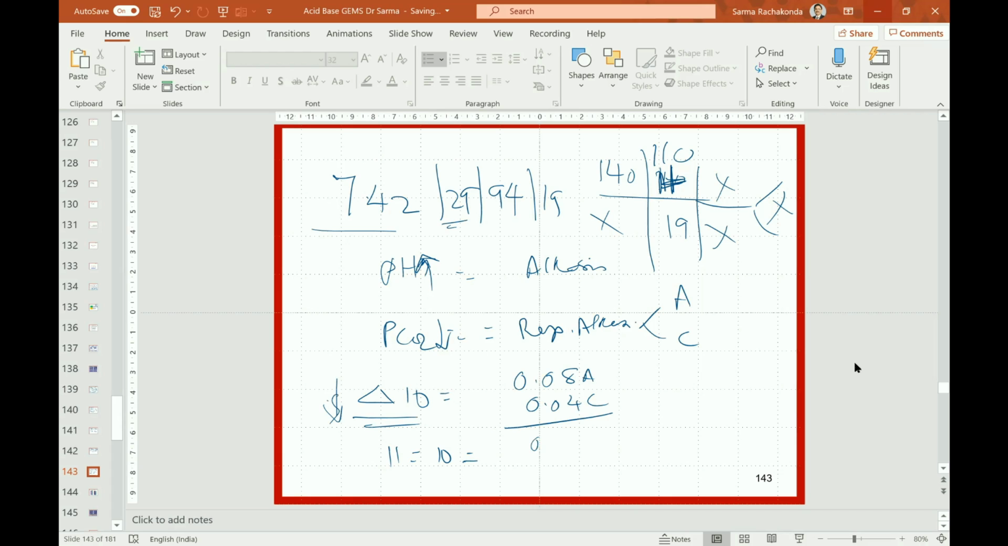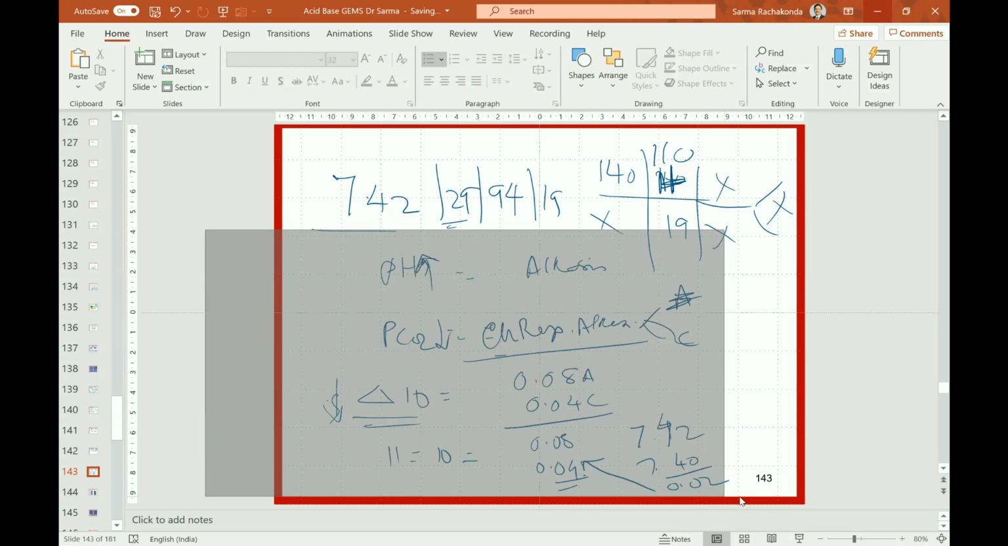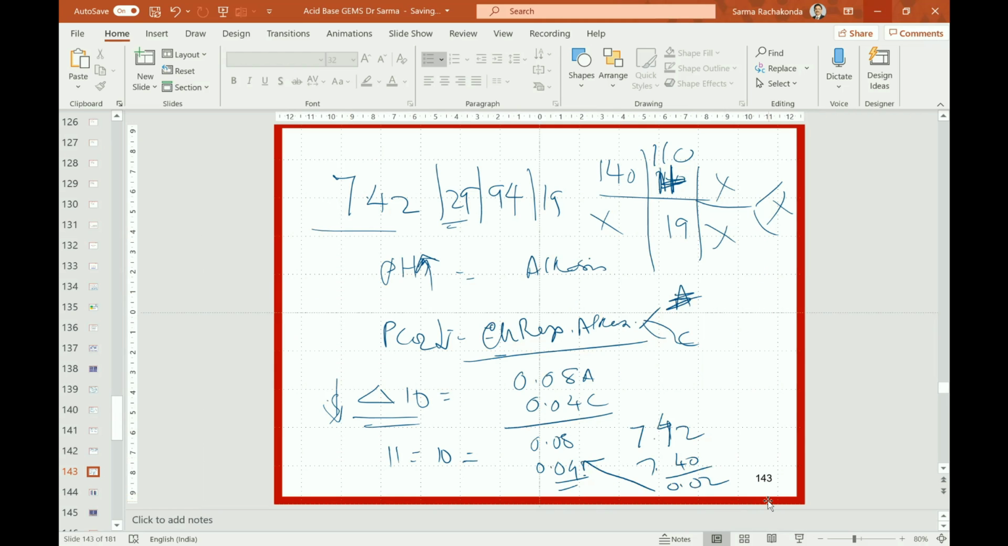10 is equal to how many units I should expect? If it is acute, 0.08, and if it is chronic, it is 0.04. But my pH is equal to 7.42 minus 7.4, which is equal to 0.02, which is much nearer to the chronic. So then you write here chronic. No more acute, chronic respiratory alkalosis. Is there a mixed disorder? Next question, is there anything else that is going on there?